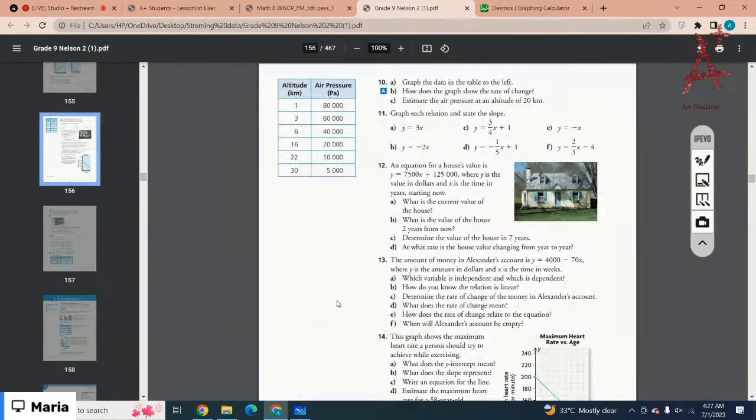Okay, an equation for a house value is y equals 7500x plus 125,000, where y is the value in dollars and x is the time in years starting now. What is the current value of the house? What is the value of the house 2 years from now? Determine the value of the house in 7 years. At what rate is the house value changing from year to year? So let's just start with question number 12.